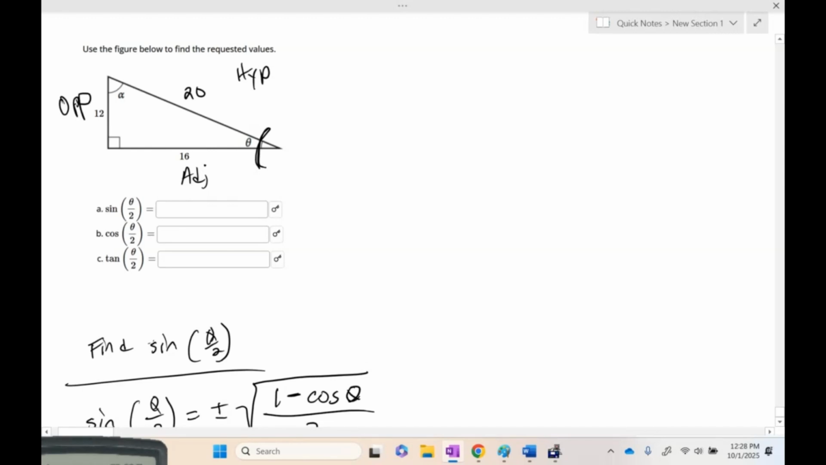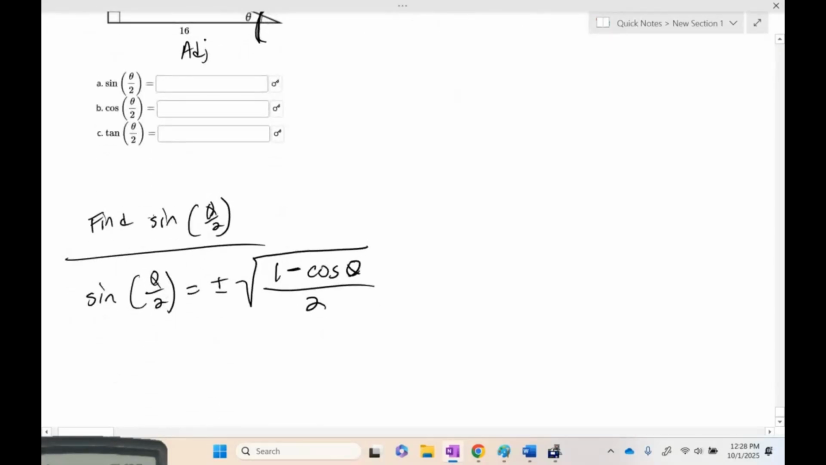So now in order to find the cosine, remember the SOH-CAH-TOA? The cosine is the adjacent over the hypotenuse, right? So our adjacent is 16, hypotenuse is 20. That reduces down to give us 4/5, right? So in the formula, I'm going to substitute the cosine of theta for 4/5.